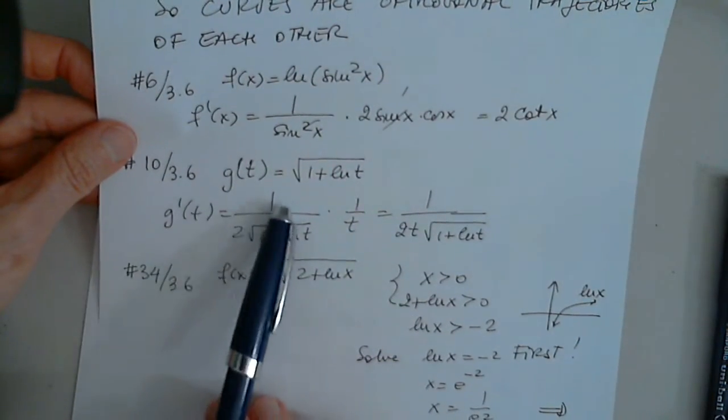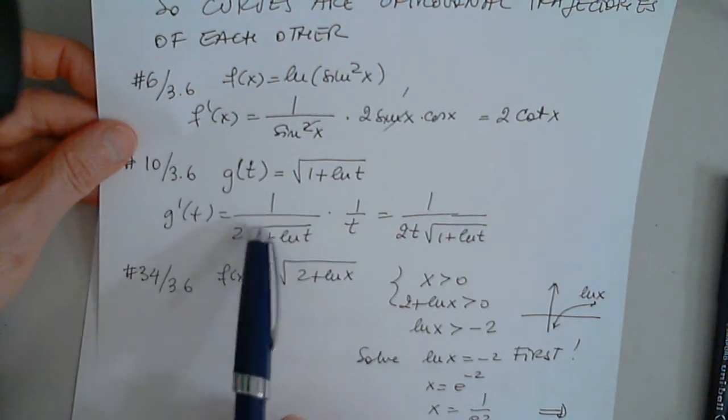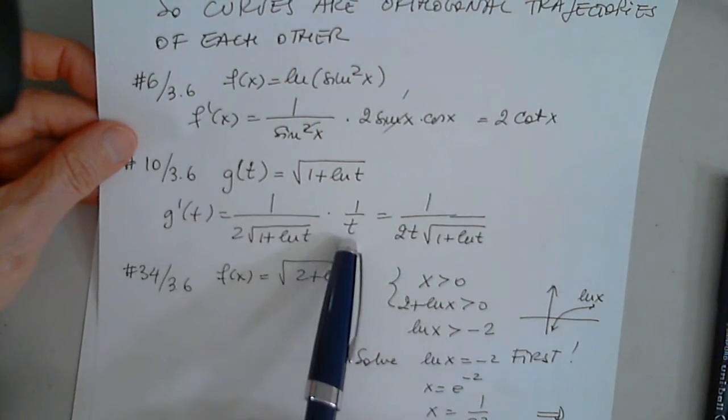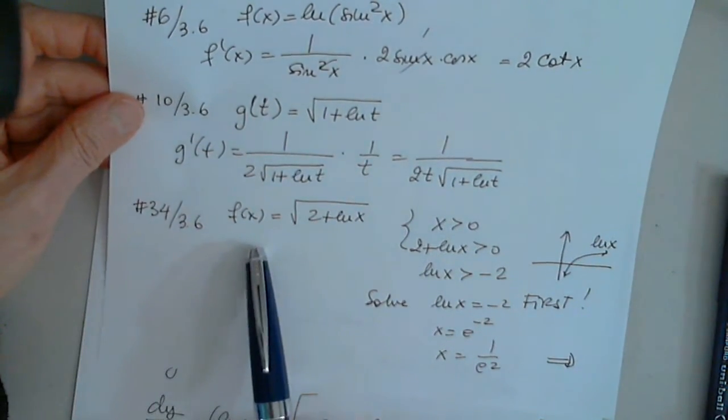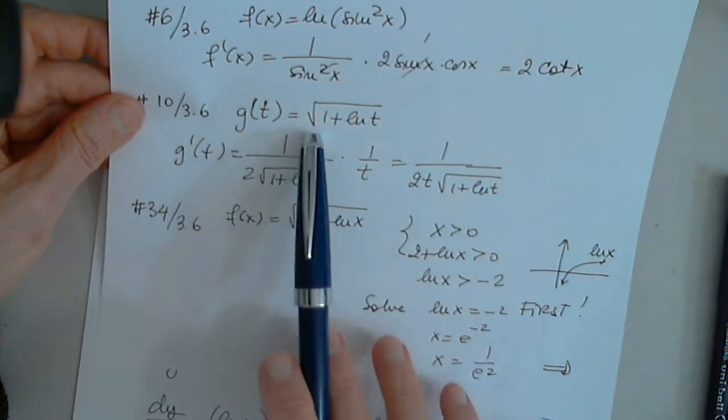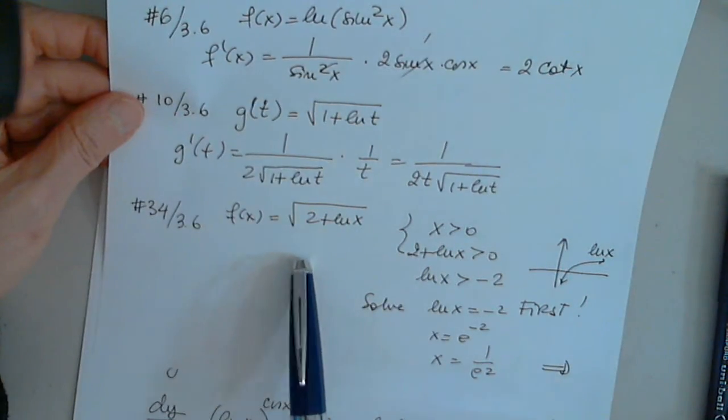Here, to differentiate this function, it's 1 over 2 the square root times the inner function prime. You may say, well, how come I chose this? It's the same function. 1 or 2, it doesn't make any difference.